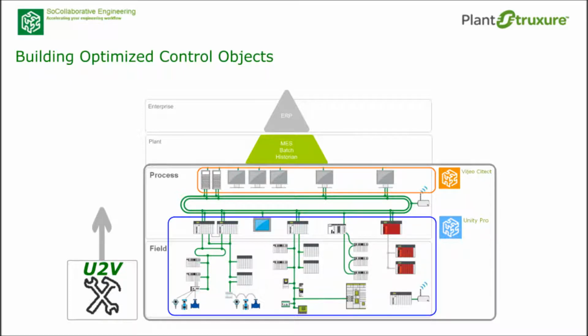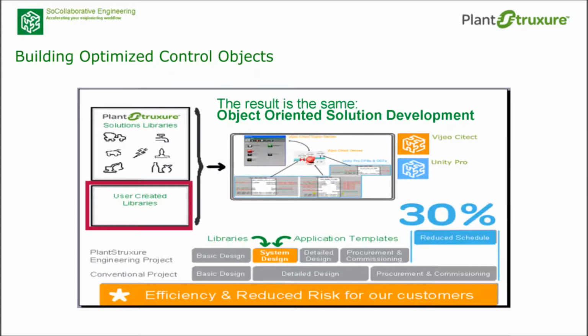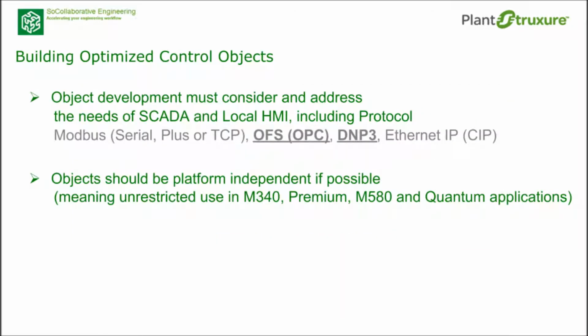In addition, whether the system is for process control or for an RTU-based SCADA application, U2V supports both. So if plant structure solutions libraries or user-created libraries are used, the result is the same. There is an object-oriented system with a minimized project execution cycle. Now let's take a look at the U2V development guidelines.